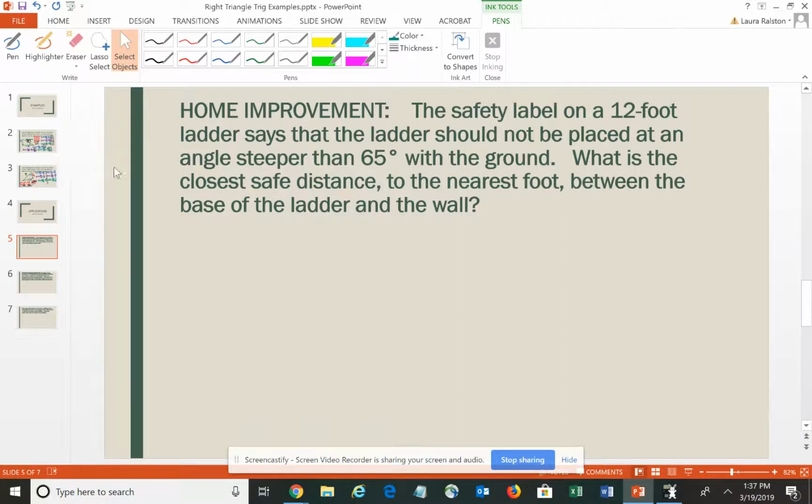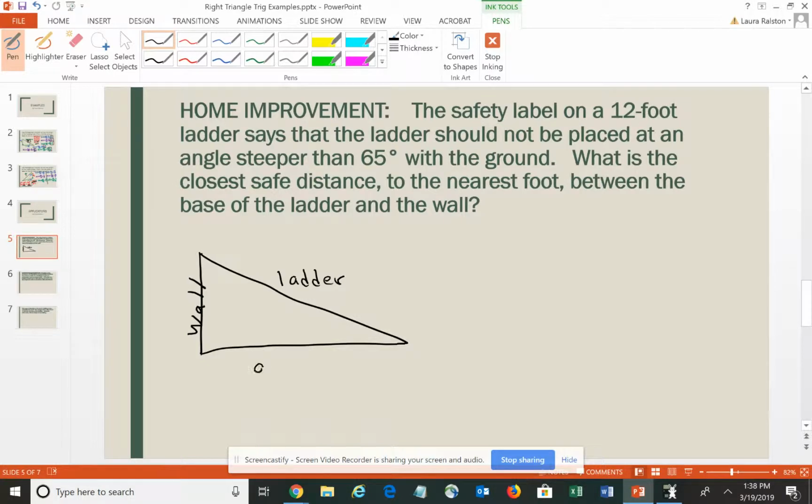Okay, so we've read the problem, and then the second thing we want to do is maybe sketch us a picture of what's going on. So we have a wall, and we're going to lean the ladder up against the wall. So here's our wall, okay, and we're going to lean the ladder against the wall. So here's our ladder, and then of course you have the ground.